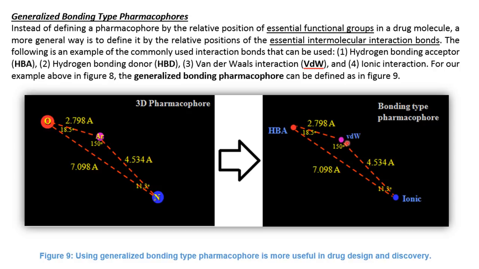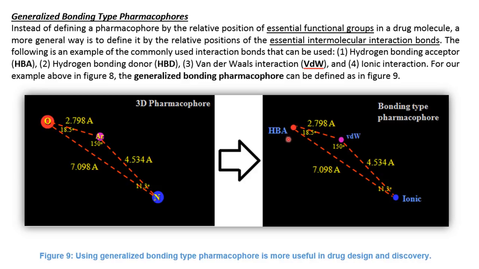Notice that in addition to defining the distance between these functional groups, we can also define the angle between these arrows or distances to be certain of the positions. Now, why would we bother defining the bonding type pharmacophore rather than the normal three-dimensional pharmacophore? It is because this kind, the generalized pharmacophore, is more useful in drug design and discovery.